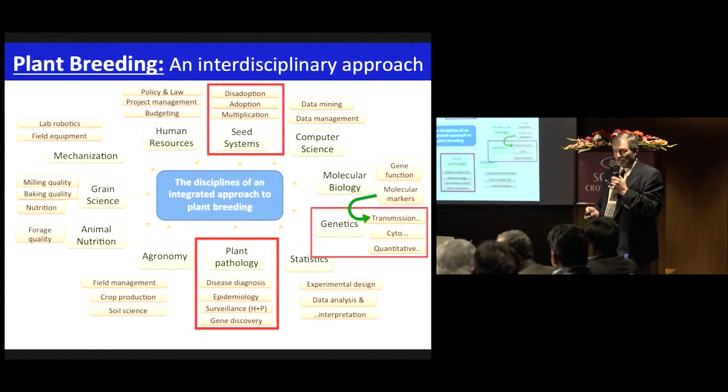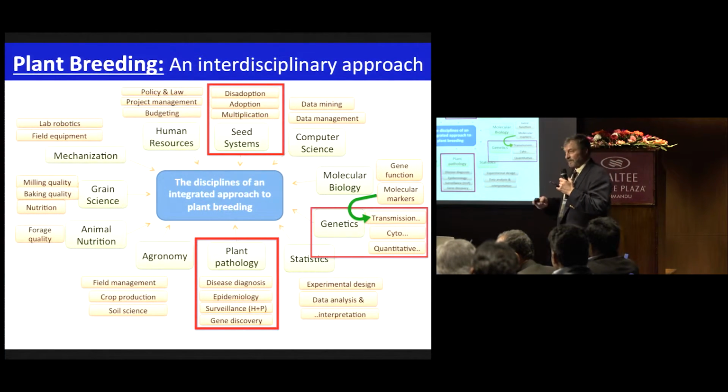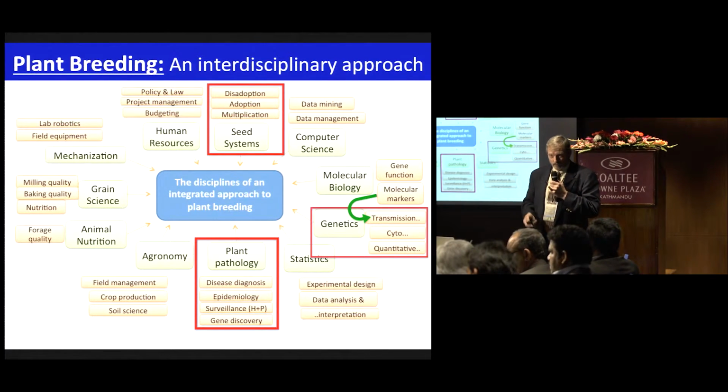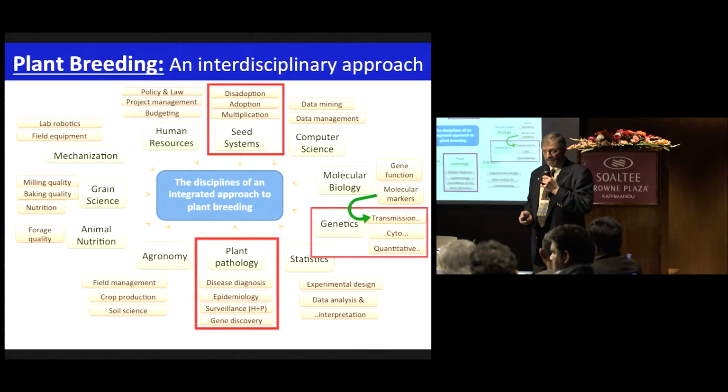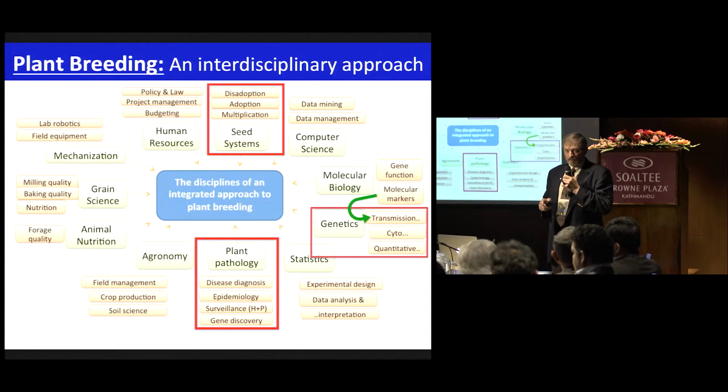Some of you have heard me say that rule number one is the customer is always right. Dr. Prasher has heard me tell this many times. Rule number one, the customer is always right. Rule number two, when the customer is wrong, see rule number one. Okay? Because he, or he or she, is the person who is going to use your variety or not.